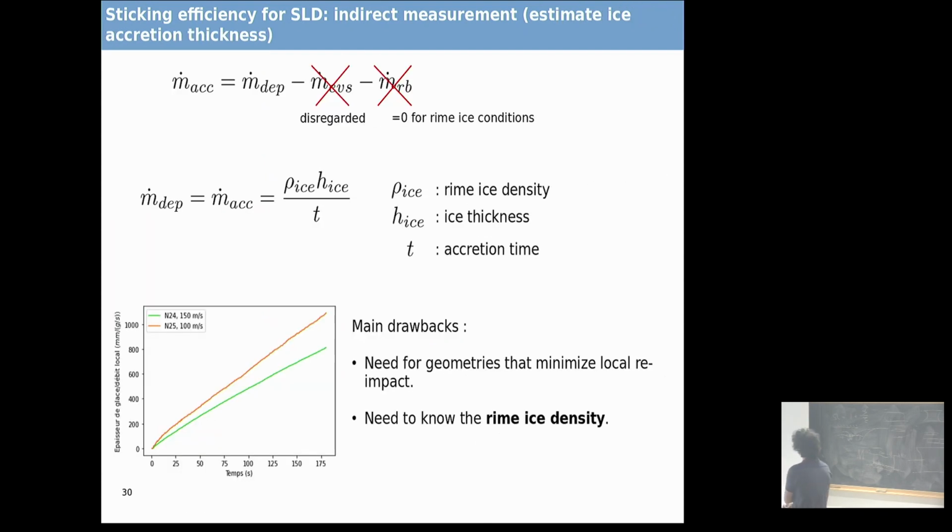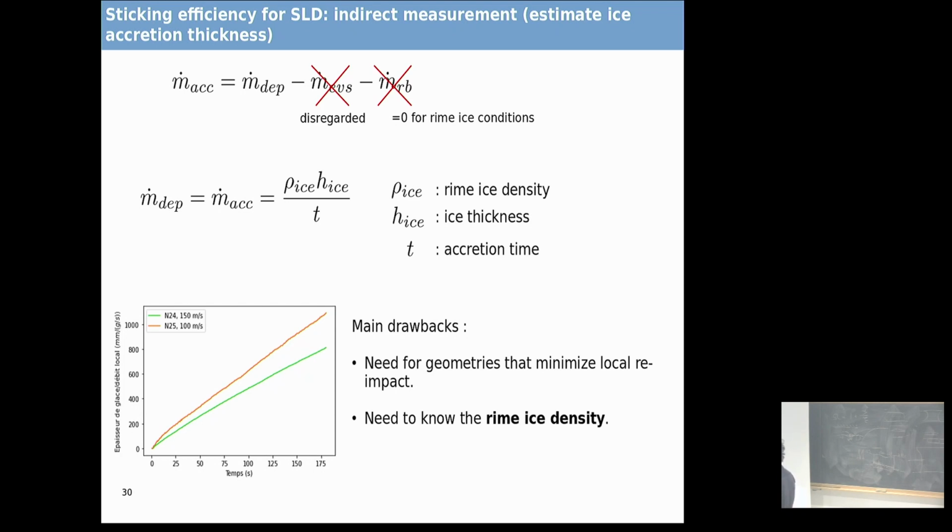And finally, another way to estimate the sticking efficiency is to use the accretion thickness, but in the rime ice regime, where you have no liquid water. Why? Because in the classical mass balance, the accretion rate is just the deposited rate minus the evaporation rate, which is disregarded here, and the run-back rate, which is equal to 0 for rime ice. So the deposited rate is equal very simply to the accretion rate and thus to the ice thickness.